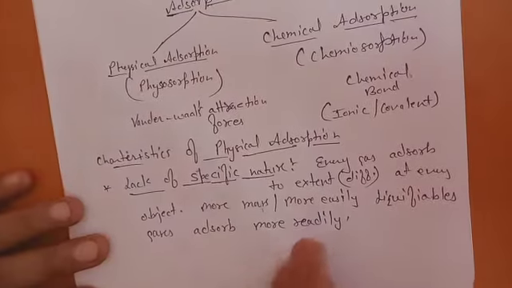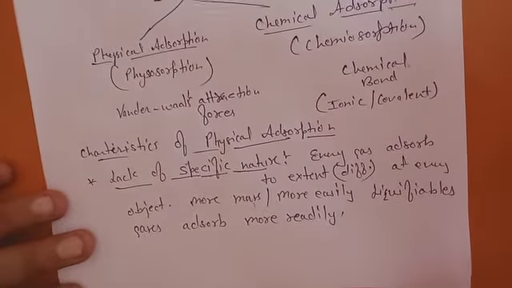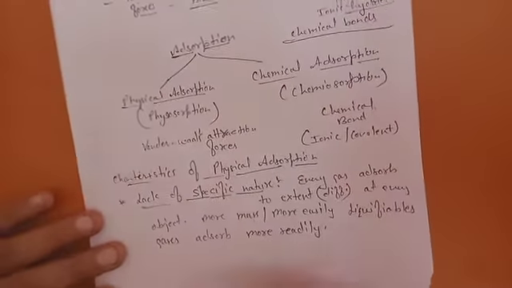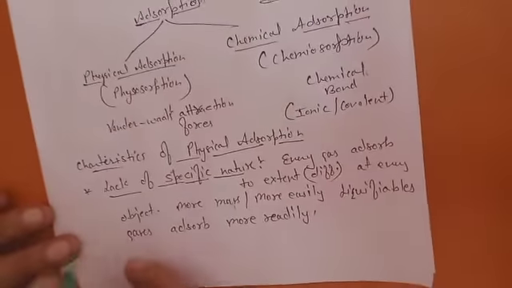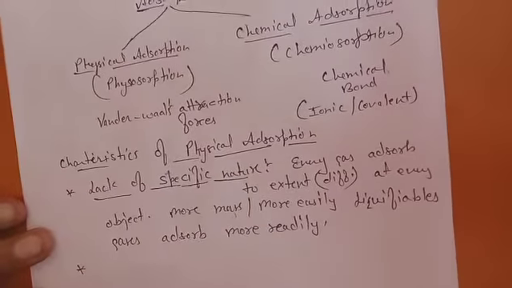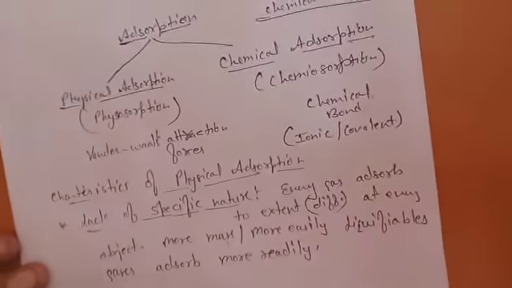Gases with more mass have more van der Waals attraction, or you can say they liquefy more easily, and that's why they adsorb to a greater extent. This lack of specificity is not true in the case of chemical adsorption. Chemical adsorption is something different. It is highly specific. We will discuss it later. So the first point is clear: lack of specific nature. All gases adsorb on all kinds of surfaces.